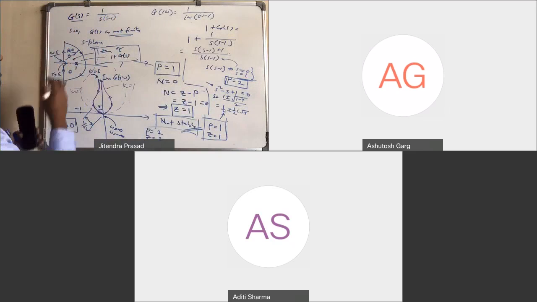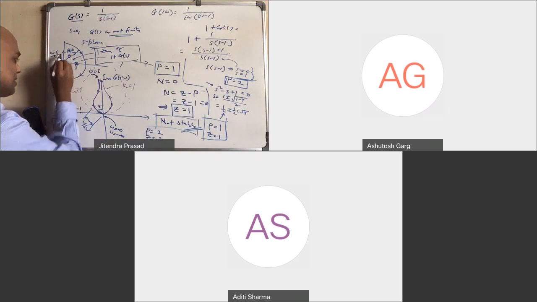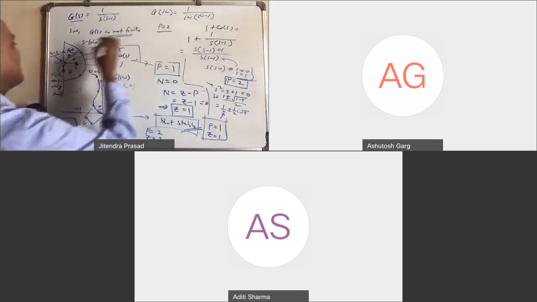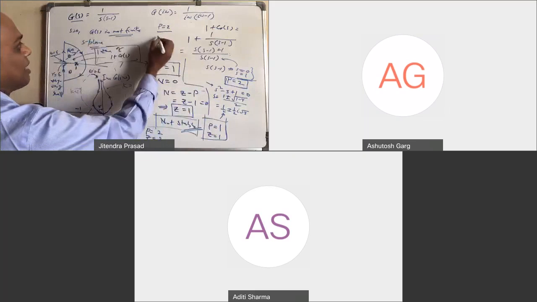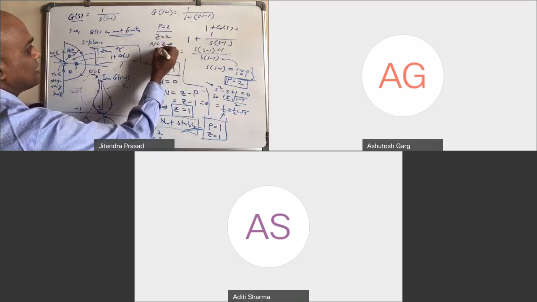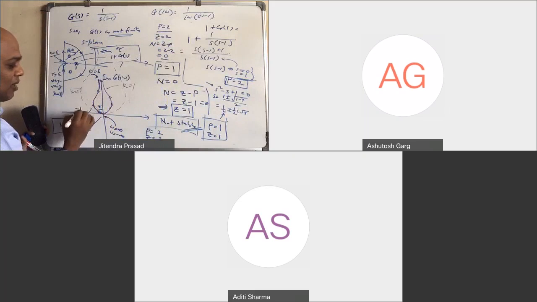Got it? So basically, if you count both of them, there is one pole here, there is one pole here. So there are 2 poles, hence P equal to 2. Then you have zeros from here also and here also, so you have Z equal to 2. Hence N equal to Z minus P, equal to 2 minus 2, equal to 0. Hence you have no encirclement of the point minus 1.